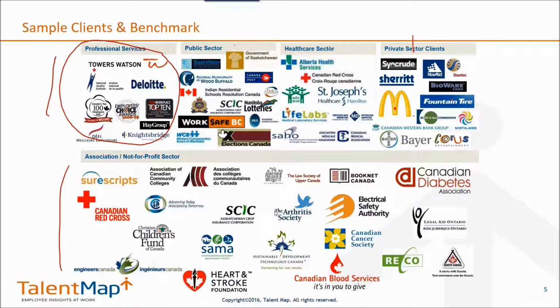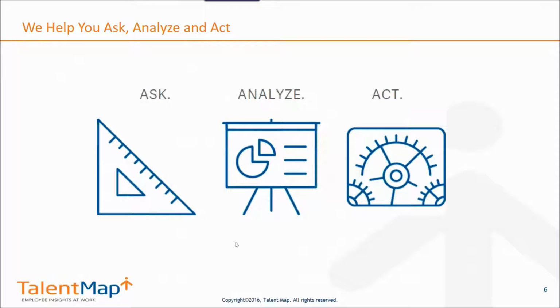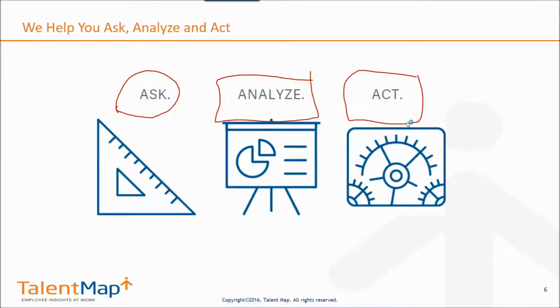I just put a smattering of clients up here to give you a sense of some of the organizations that we work with. So when we work with our clients, what we really do is we help our clients ask the right questions based on their business strategy and their goals and what they're trying to achieve. We then help them analyze the data and drive deep into the data, look for insights by different departments, by different groups like millennials versus boomers, those who've been with the organization a long time versus those who are new maybe. And more importantly, we help our clients act on the data.